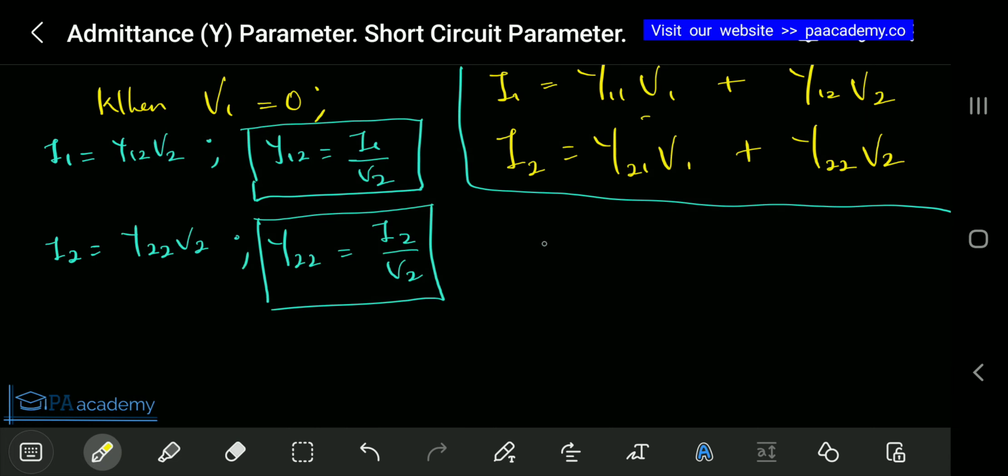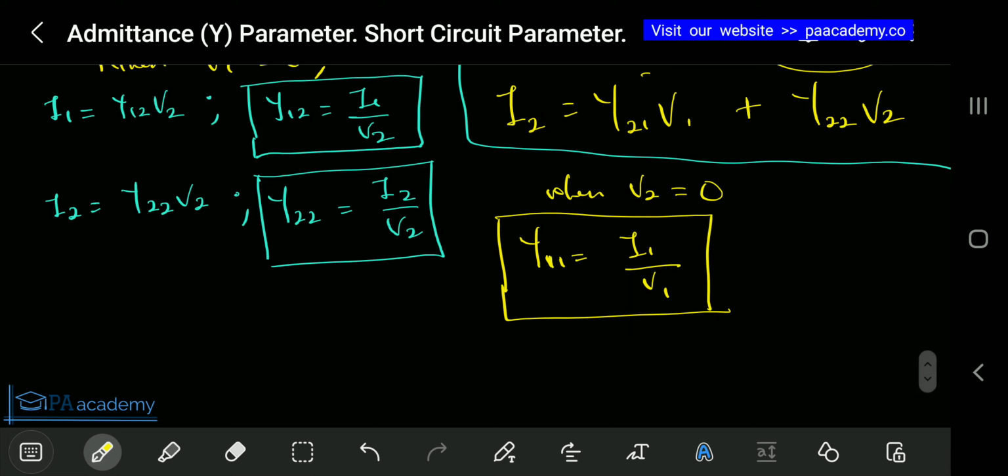Also, if our V2 is equal to 0, then from our equation 1, all these terms will be out. So that means our Y11 will be equal to I1 over V1.